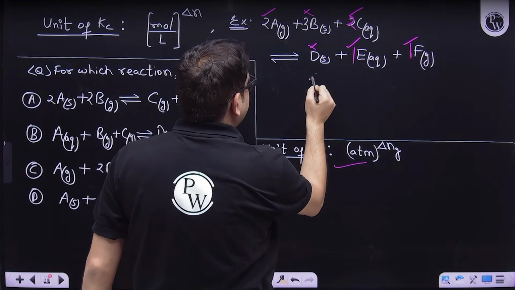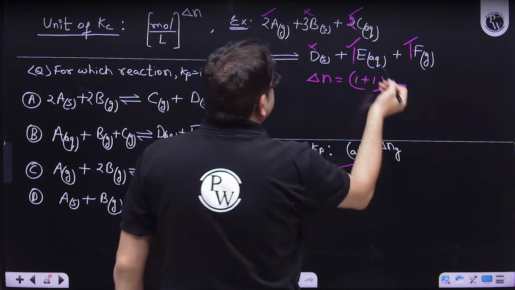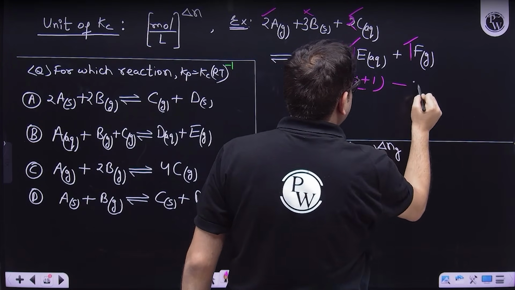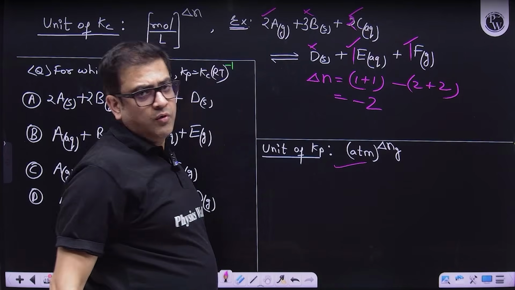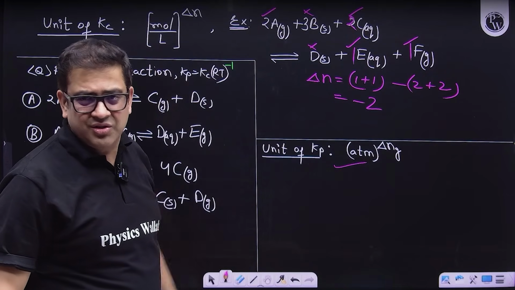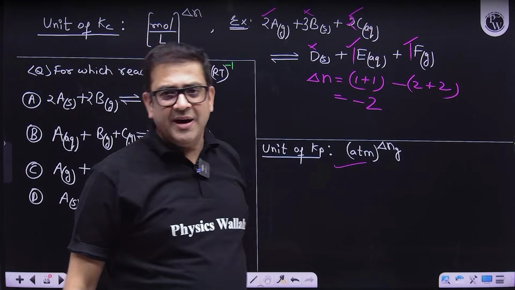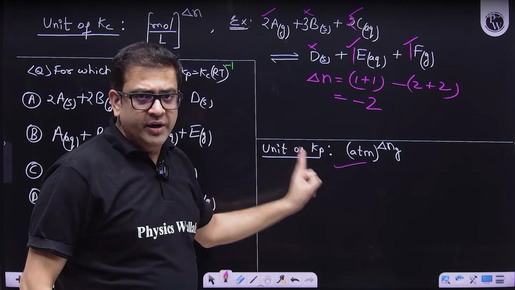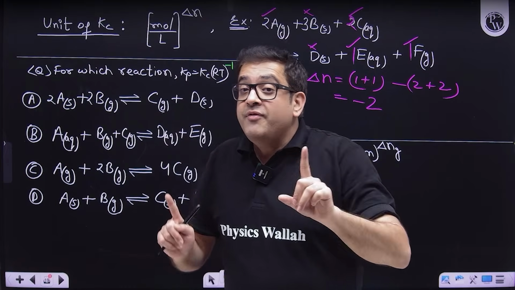So what is delta n for this reaction? Product is 1 plus 1 minus reactant is 2 plus 2. So delta n is minus 2. So what will be the unit of Kc for such reaction? Mole per liter raised to the power minus 2. Simple. Kp is only defined for gases, unit is atm raised to delta ng. Now, Kp is only defined for gases, remember?